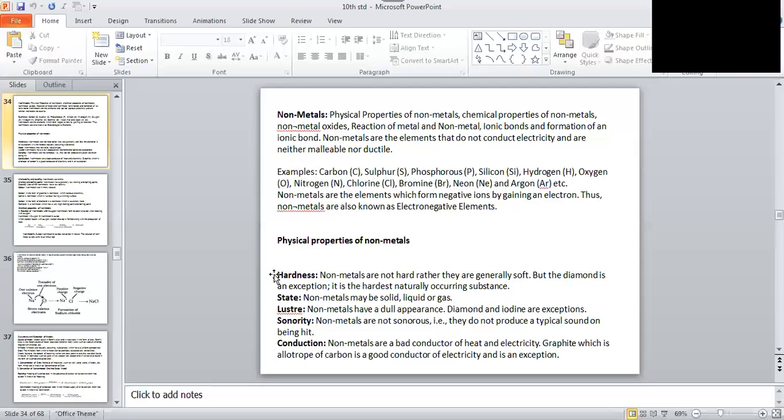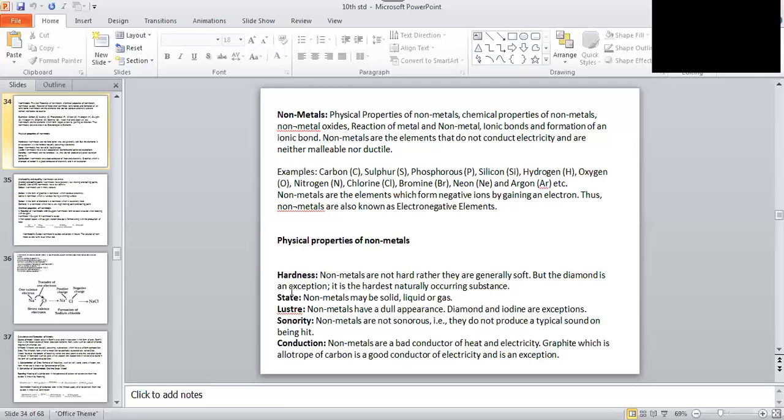First is hardness. Non-metals are not hard, they are generally soft. But here is the exception, diamond. Diamond is the naturally occurring hardest substance. So remember this well. Diamond is made up of carbon, and carbon is a non-metal, and it is the hardest non-metal containing substance, that is a diamond.